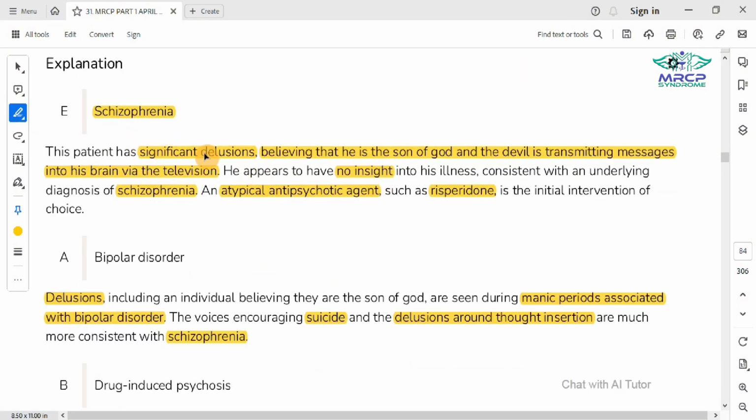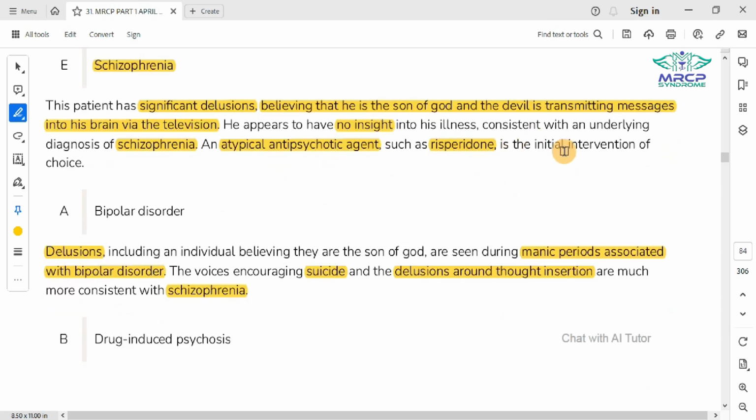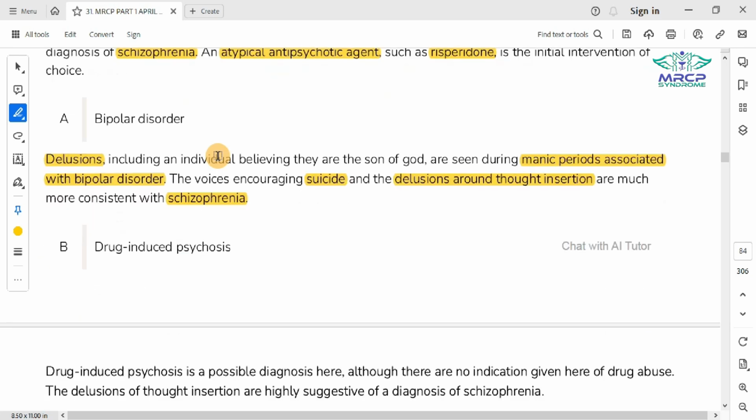This patient has a significant delusion, believing he is the son of God, and the devil is transmitting messages into his brain via the television. He appears to have no insight into his illness, consistent with an underlying diagnosis of schizophrenia, and atypical antipsychotic agents such as risperidone are the initial intervention of choice.